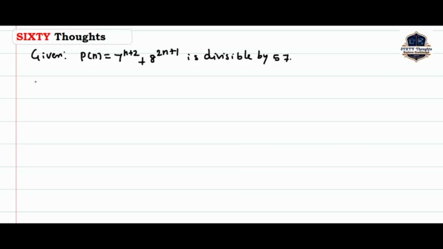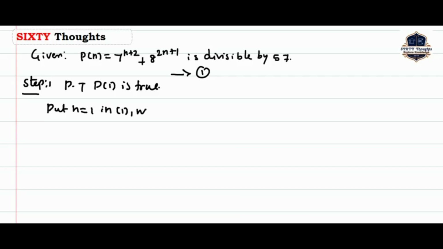So how to solve this problem? We have three steps. Step number one: to prove that P of 1 is true. How to prove P of 1 is true? We consider the given equation as equation 1. So substitute n equal to 1 in equation 1. If n equals 1 in the given equation, we get what?